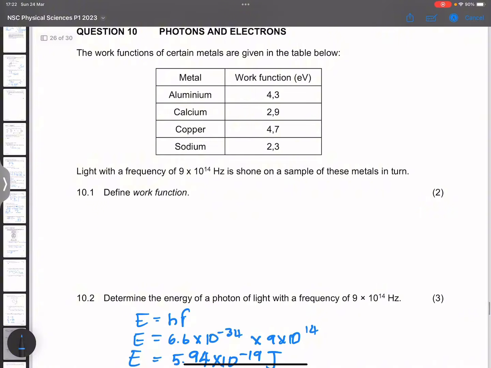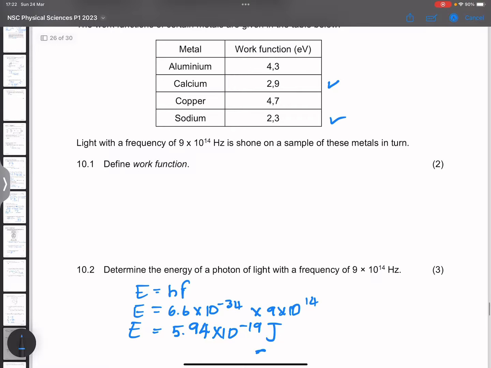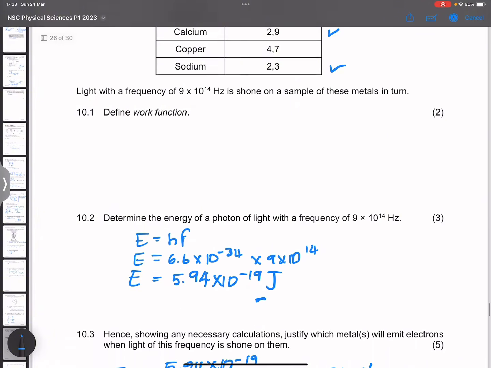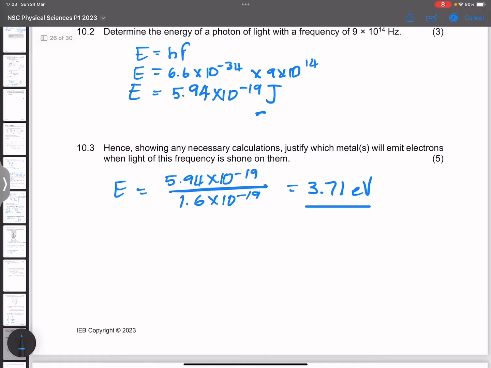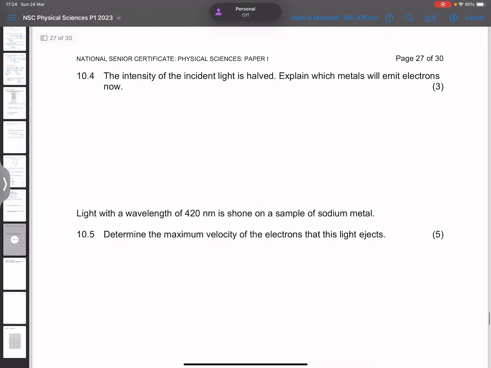So if I look at that, definitely calcium is below, as well as sodium is below 3.71. So definitely we'll be able to emit electrons from calcium and sodium, because in this case their work functions are lower than the energy of the photon. Now we look at 10.4.